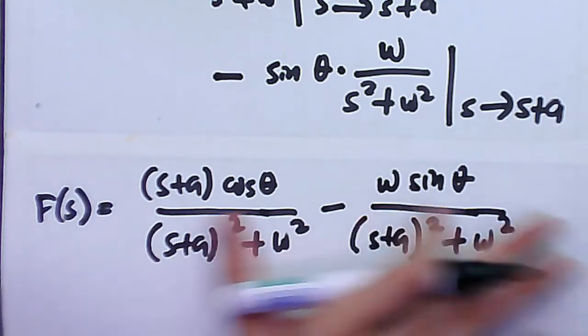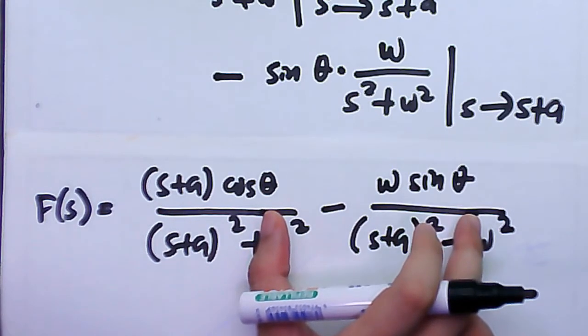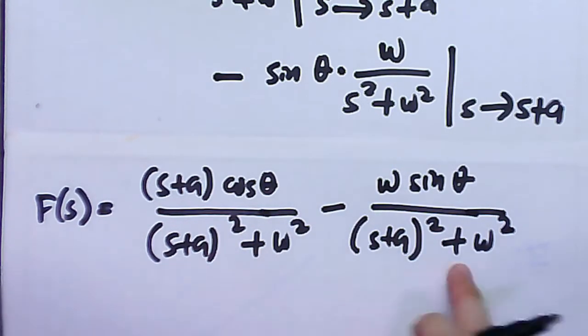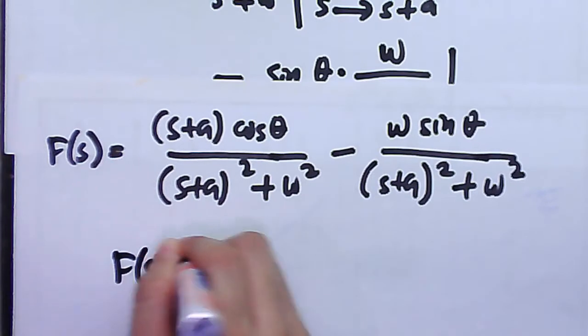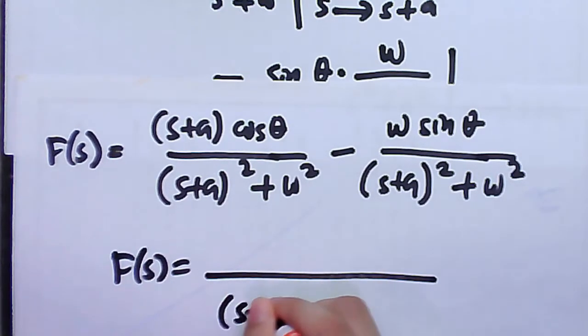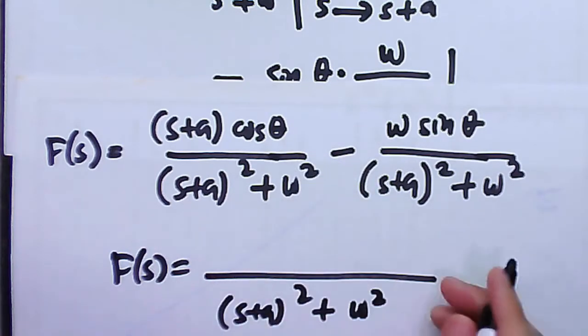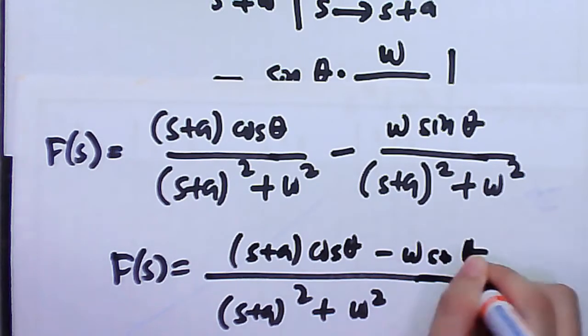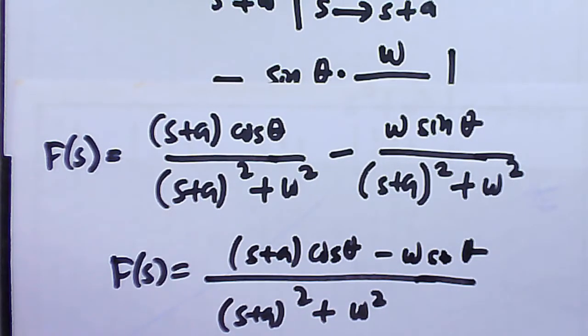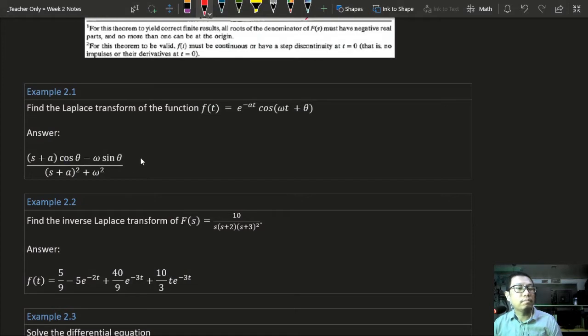Okay. Now, take note na itong dalawang terms ito can be written in a single rational term dahil pareho naman siya ng denominator. So basically, you would now have your F of s to be, denominator mo is s plus a square plus omega square. Yung numerator mo is basically s plus a cosine theta minus omega sine theta. So that would be the Laplace transform na hinahanap natin. Okay?